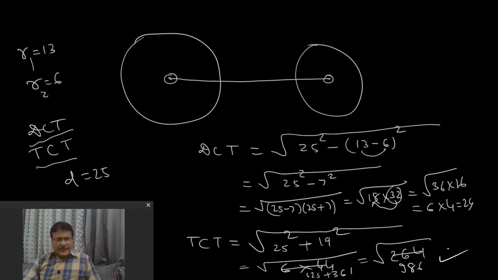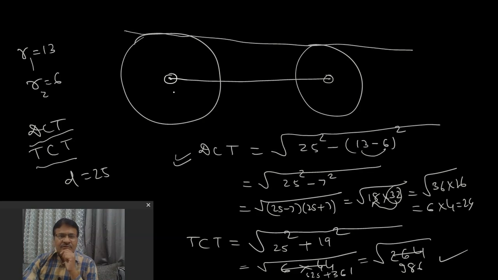Now tell me one thing. Suppose a student forgets the formula of direct common tangent. So if he knows the concept, can he determine the answer? You see this. This is direct common tangent. Let us see whether he will be able to reach the answer or not. This is 90 degree as the tangent is perpendicular to radius. This is again 90 degree. Is that clear? And this is given to you, 25, the distance between the centers.